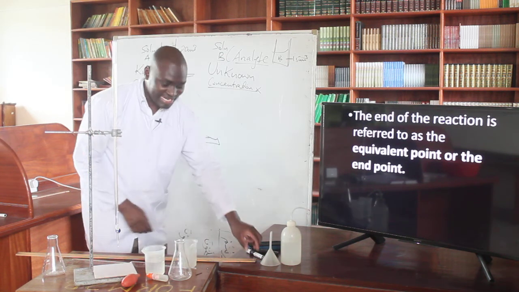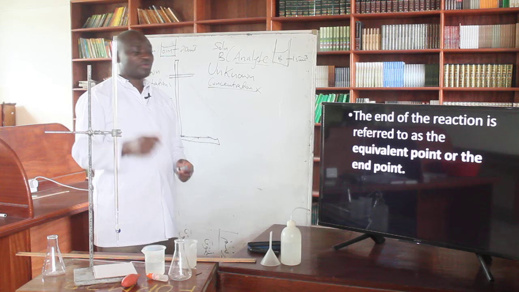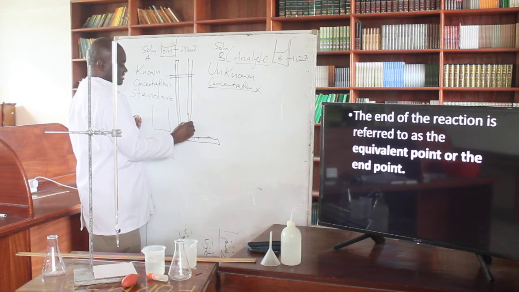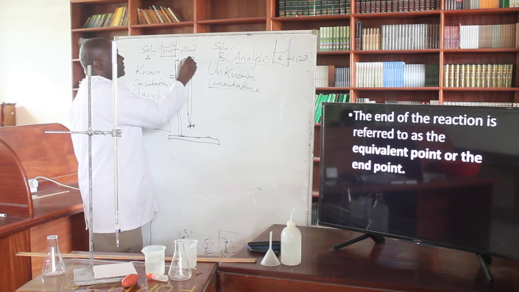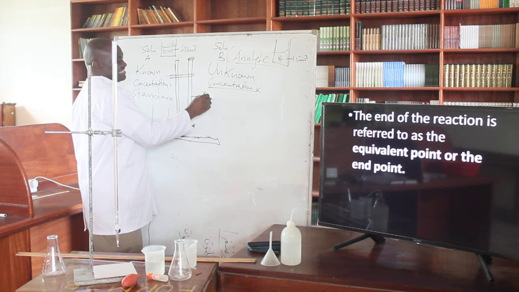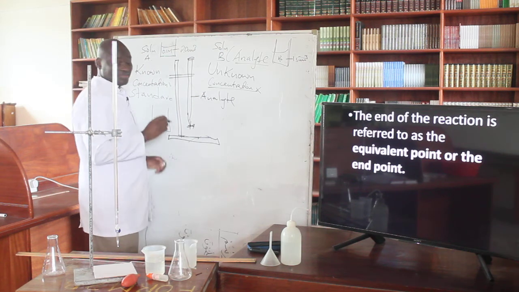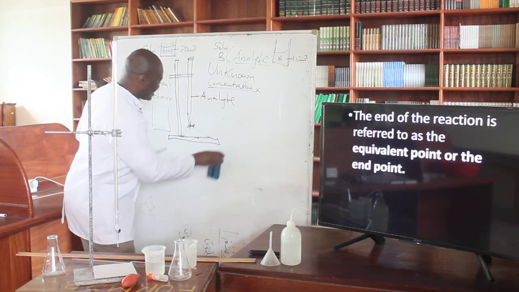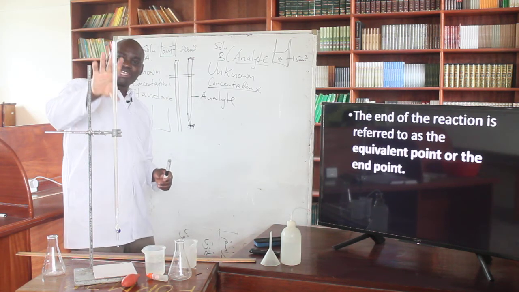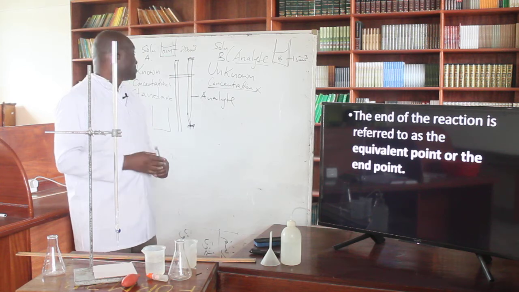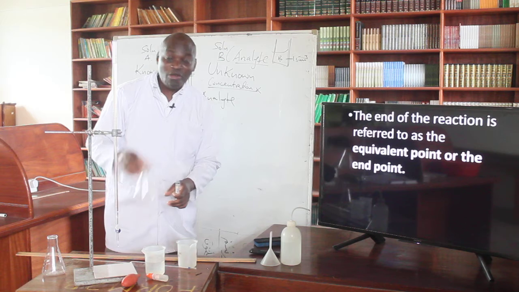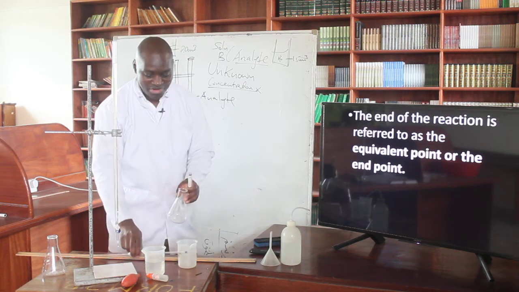So let us say that in our burette, we have the analyte. If we have analyte in the burette, we want to react it with the standard. So the standard will be placed in a conical flask. So we also need a conical flask.